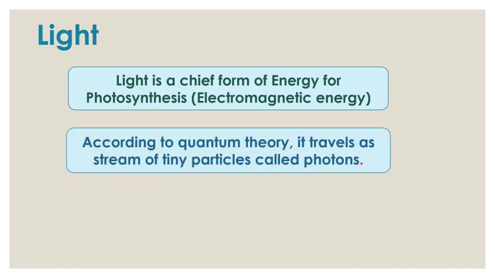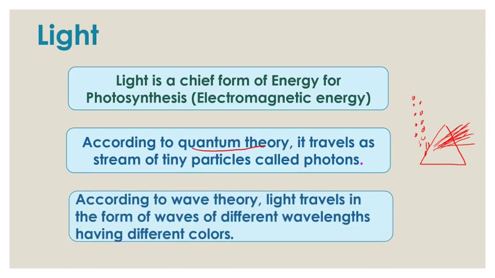There are two theories. Quantum theory: according to quantum theory, light as it travels is traveling in the form of tiny particles, and these tiny discrete particles are called photons. When photons fall on an object, they break down into different colors, which we also call a spectrum of colors. According to the next theory, wave theory, light travels in the form of waves.